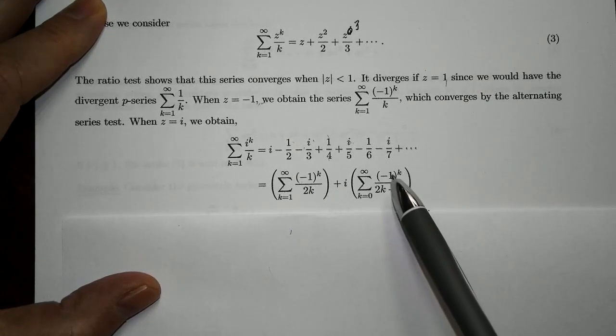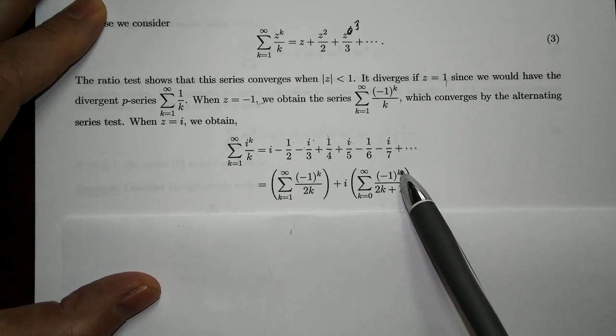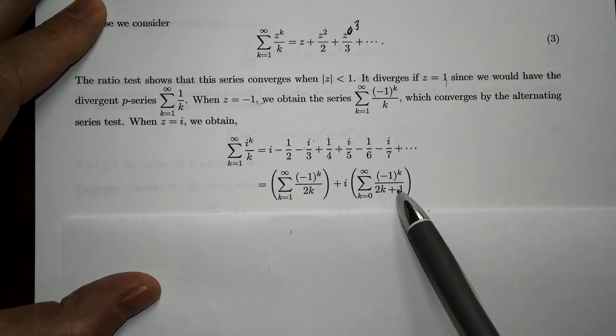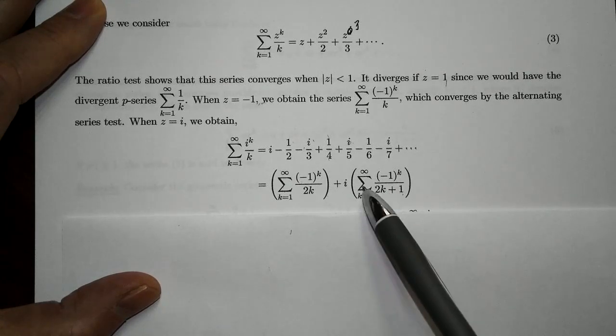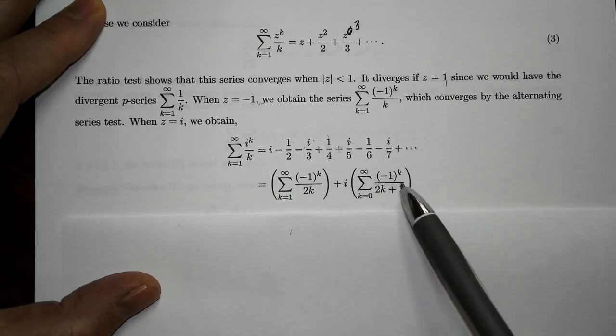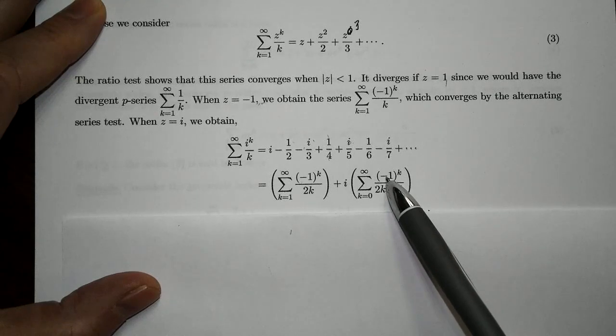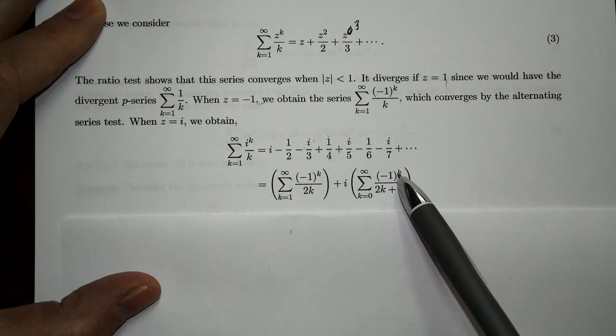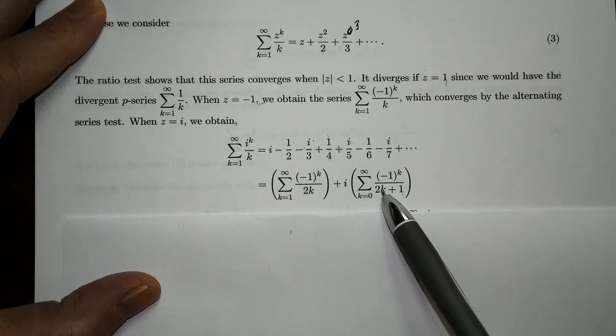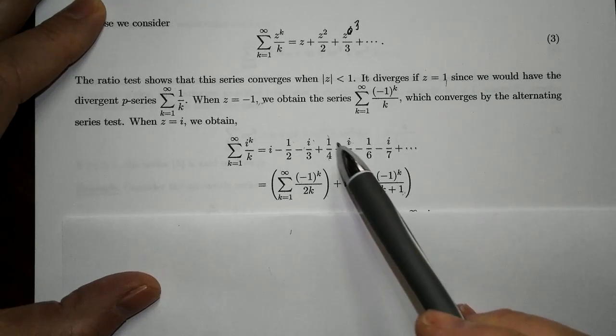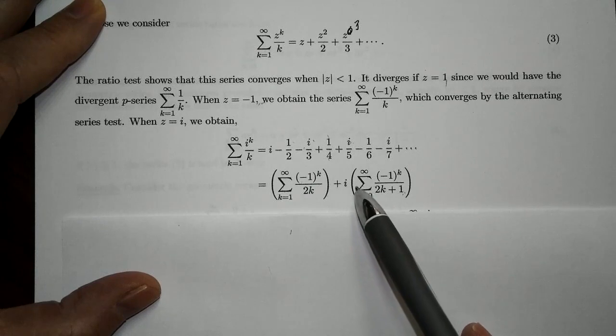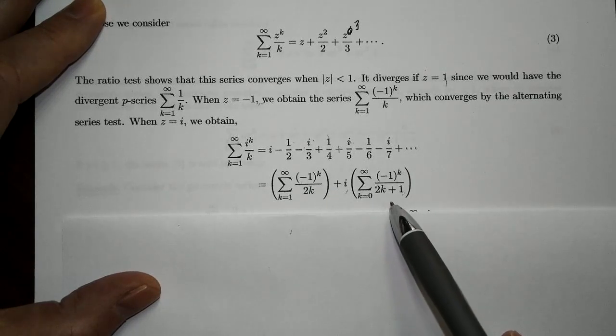Now let's take a look at this over here. If k is 0, we'd have minus 1 to the 0, which is 1, over 2k plus 1, so this whole thing would be 1 over 1 times i, which is what we have there. If k is 1, we would have minus 1 to the first, which is minus 1, over 3. That would be minus 1/3 multiplied by i. So what we've done is we've rearranged the series.